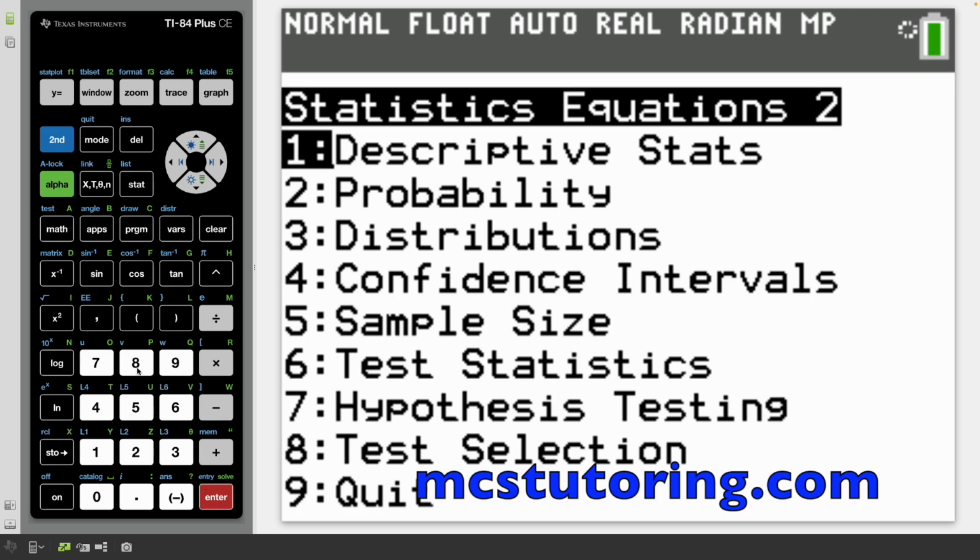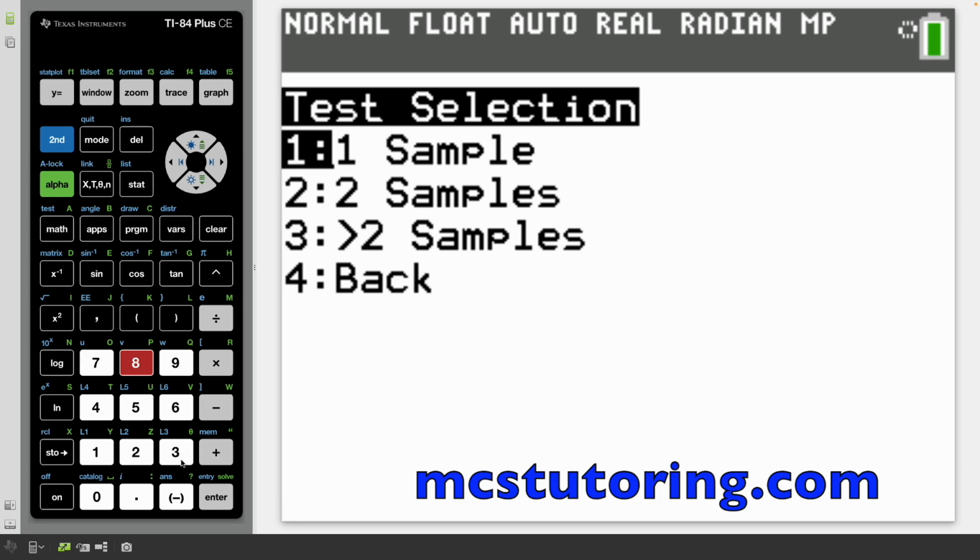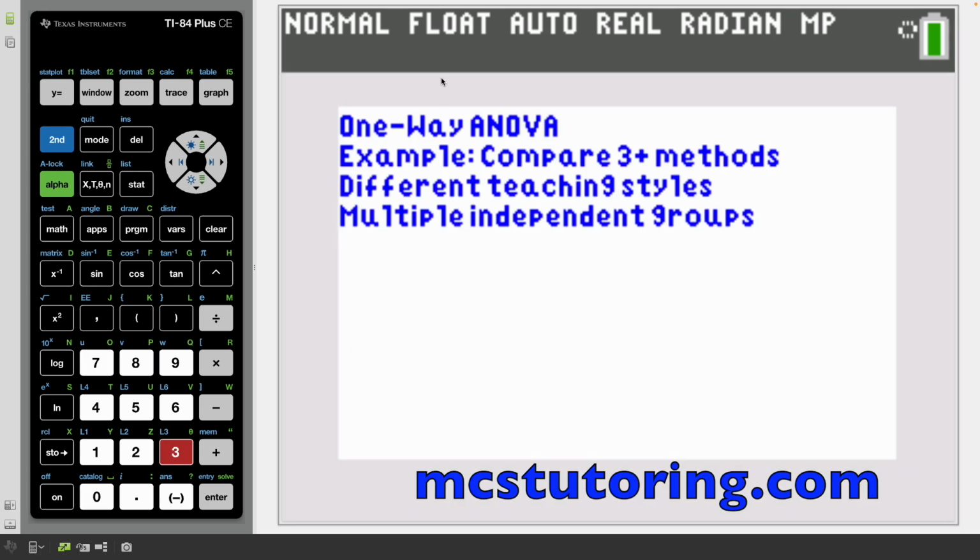Okay, test selection. Let's say greater than 2 samples. So it's one-way ANOVA, which means analysis of variance. So you compare 3+ methods, different teaching styles, multiple independent groups.